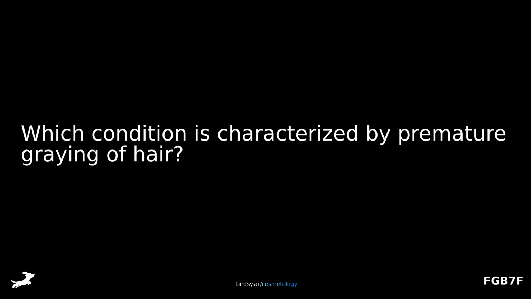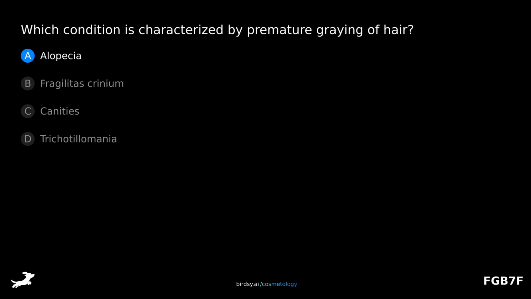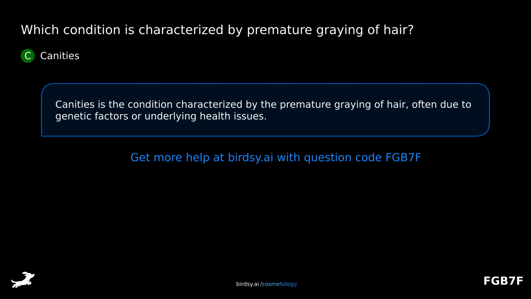Which condition is characterized by premature graying of hair? Is it A, alopecia, B, fragilitas crinium, C, canities, or D, trichotillomania? The answer is C, canities. Canities is the condition characterized by the premature graying of hair, often due to genetic factors or underlying health issues.